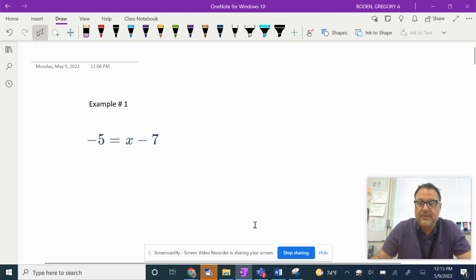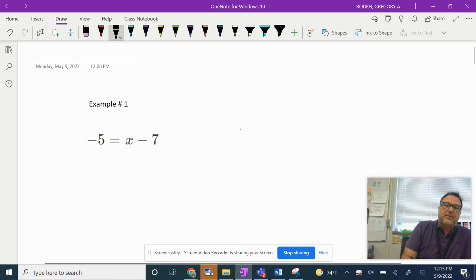Let's go ahead and look at some examples. All right, so example number 1. Now, you may be like, Mr. Roden, we've done a million of these. Yeah, but solving equations is very important. So we want to be very good at it when we go into high school next year.